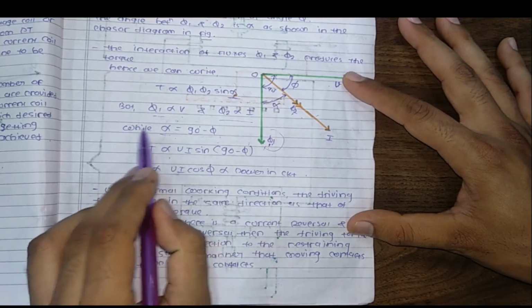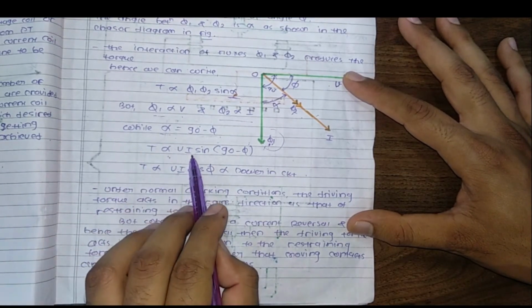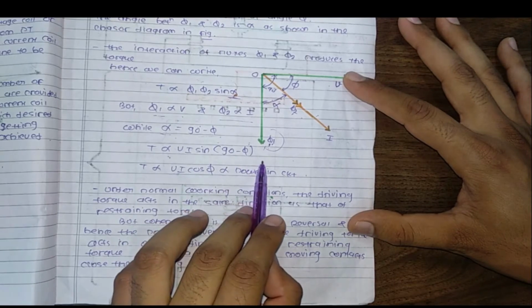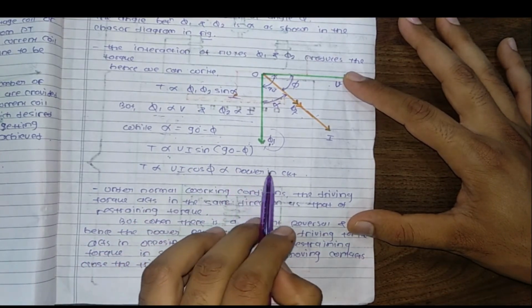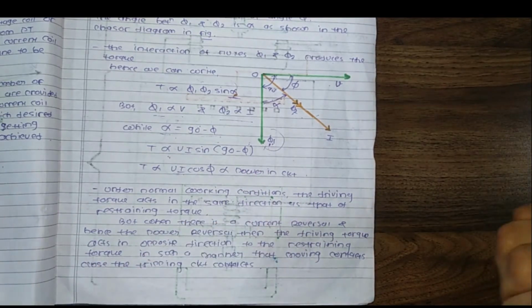So T is proportional to what? Torque is proportional to what? Voltage, current, and sine of 90 minus phi. So torque is proportional to what? V I cos phi, which is proportional to power in the circuit.